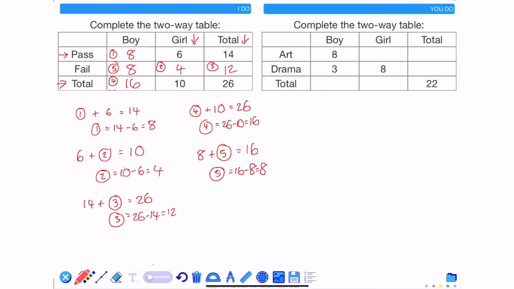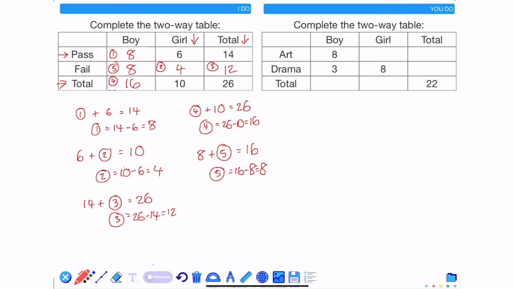As a quick check, look at the total that passed, 8 plus 6 is 14, the total number that failed, 8 plus 4 is 12, and the total number of boys, 16, and the total number of girls is 10, is 26. Every row adds up to the total, and just quickly checking, every column adds up to that total. I've now completed my table.